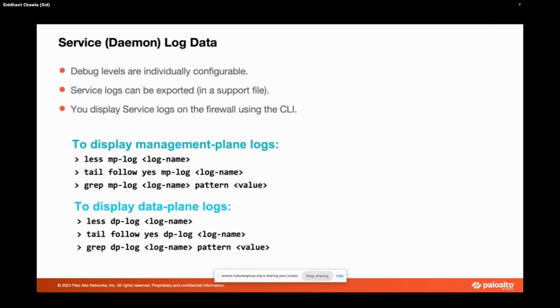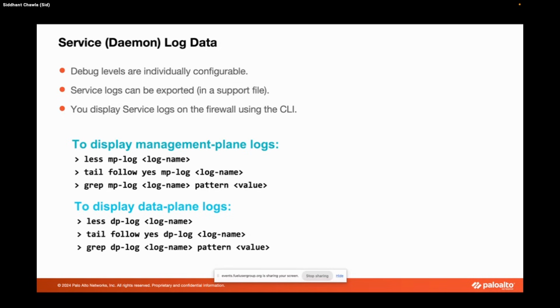So service daemon log data, debug levels are individually configurable. That means the daemons which are running on the device and logging, not all daemons are logging debug level information. By default, those daemons will be in info mode. But some of the daemons are configured with debug level information as well.